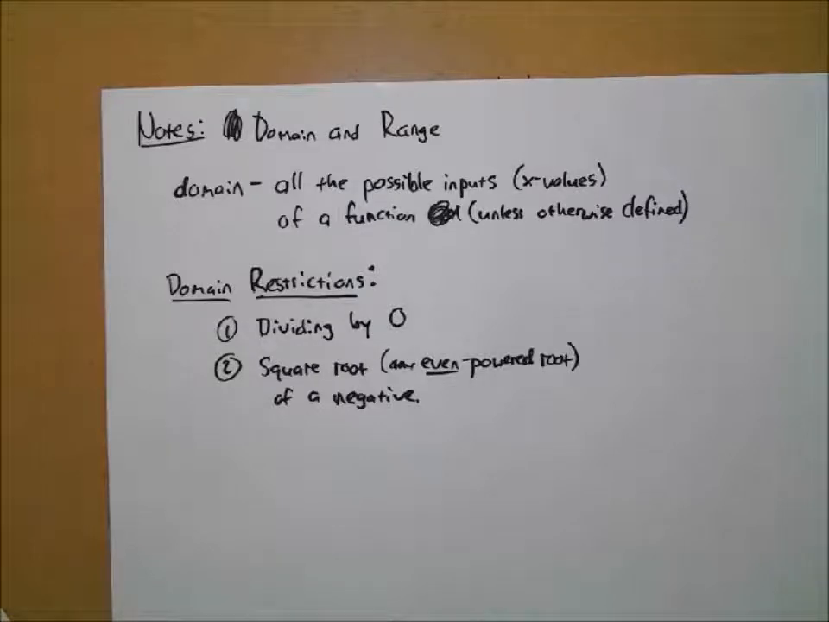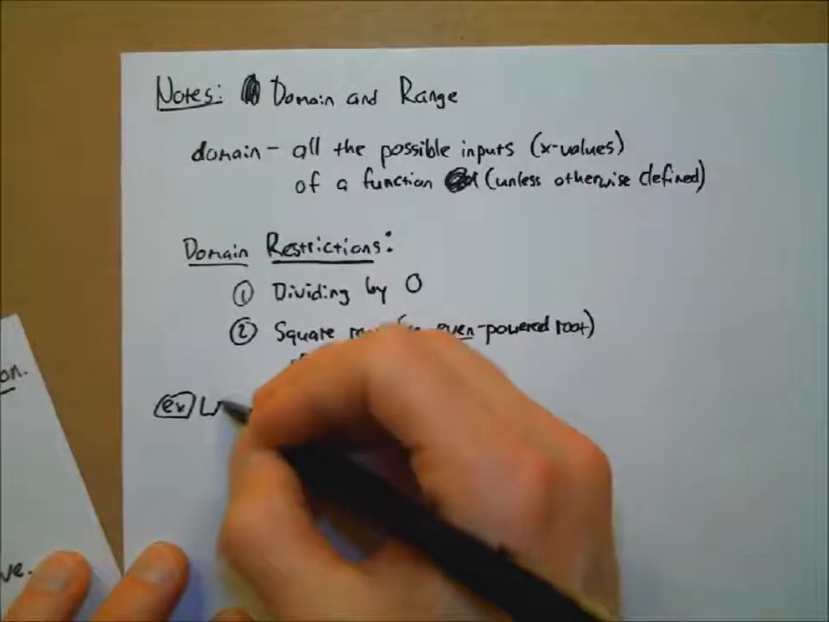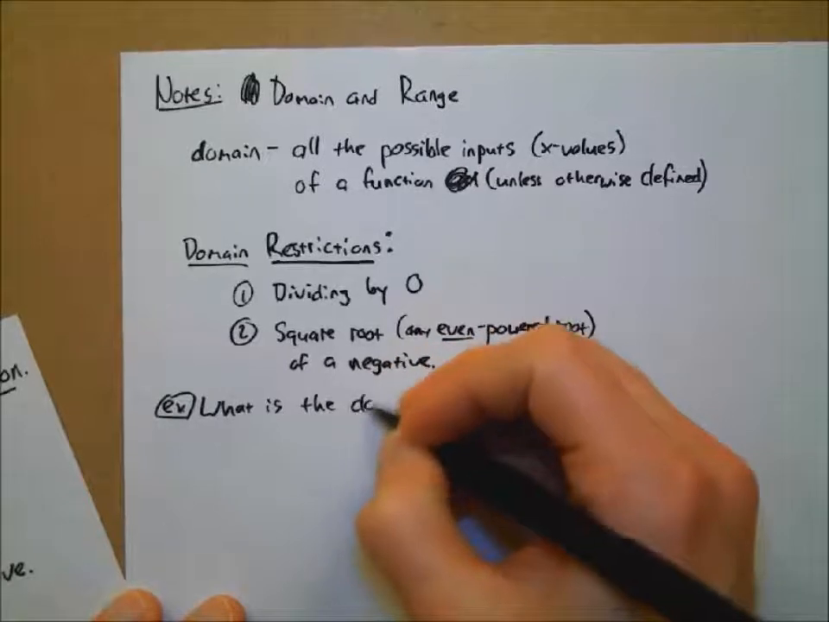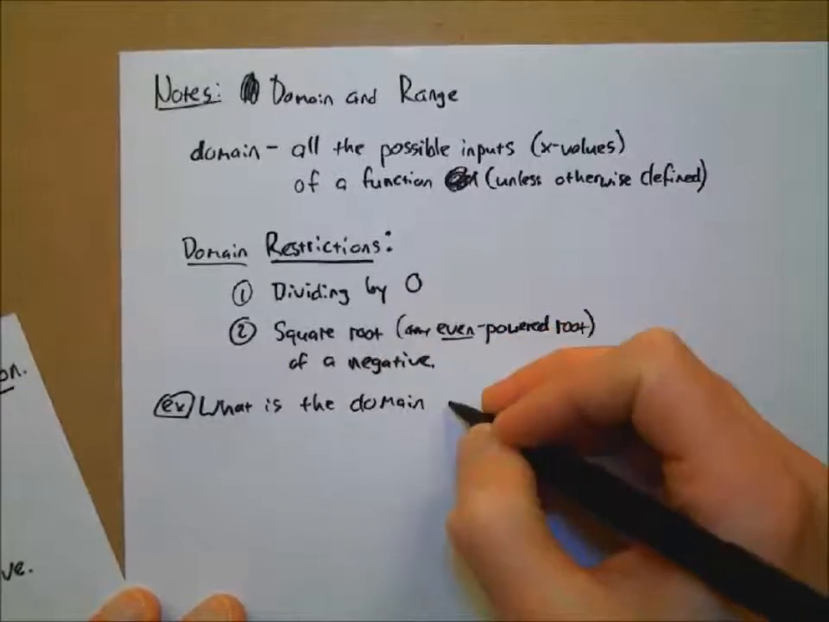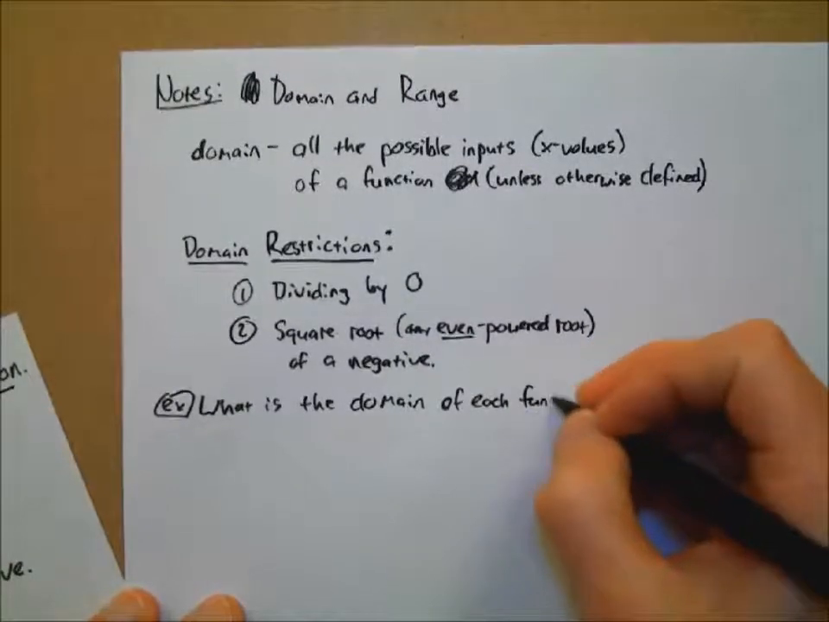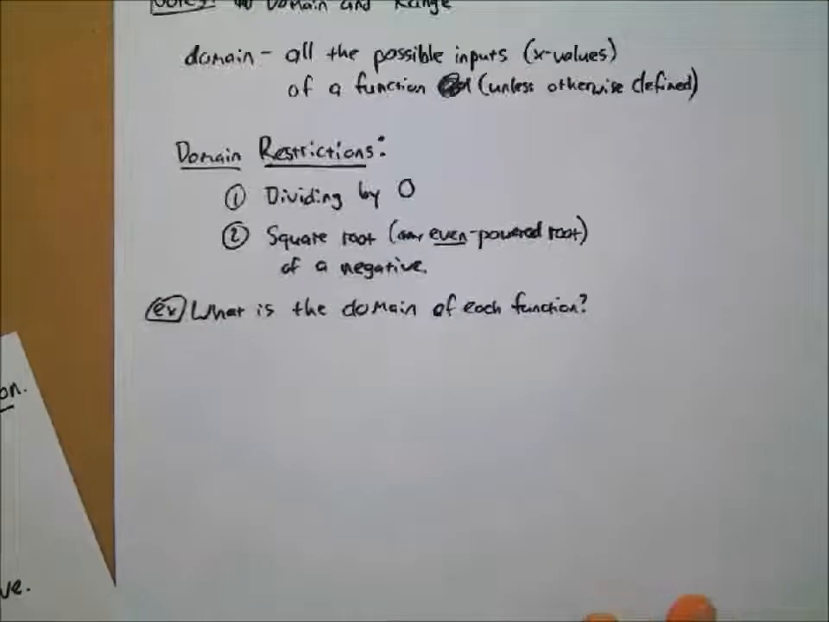Alright, so those are the two things we're going to look for, right? If neither of these two behaviors show up in your function, then we can assume that the function has a domain of all real numbers, unless otherwise specified. So let's take an example here. Alright, so the question is, what is the domain of each function?